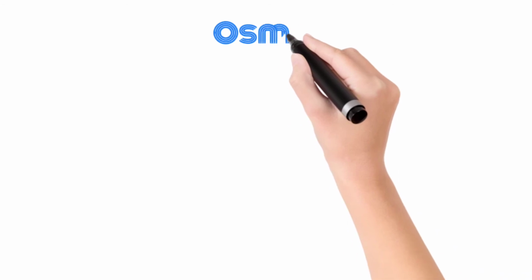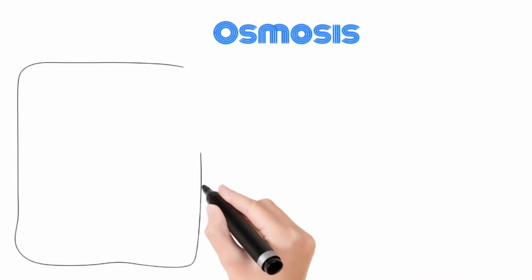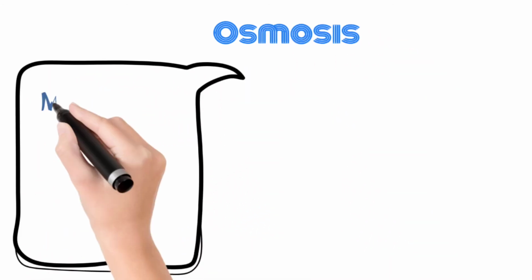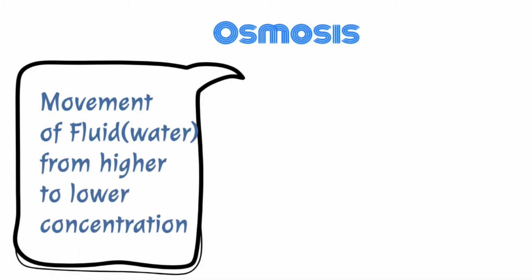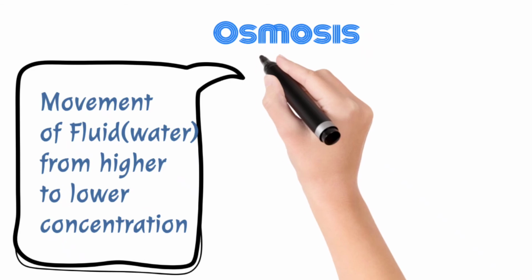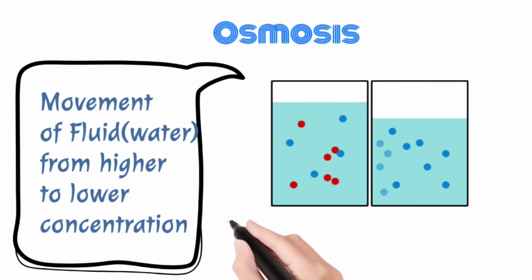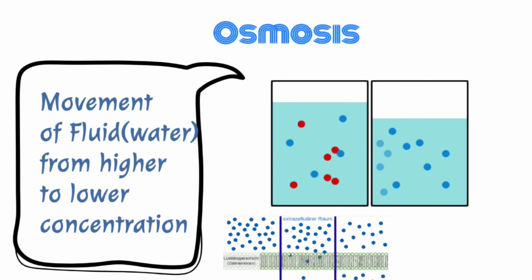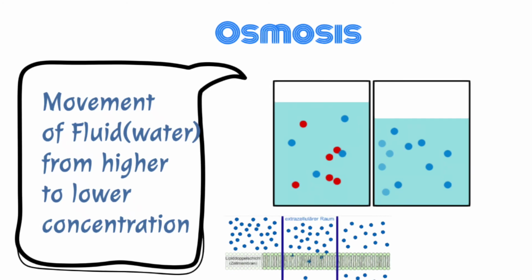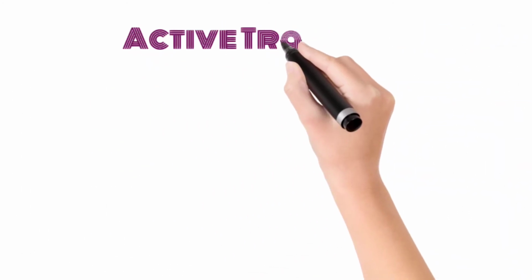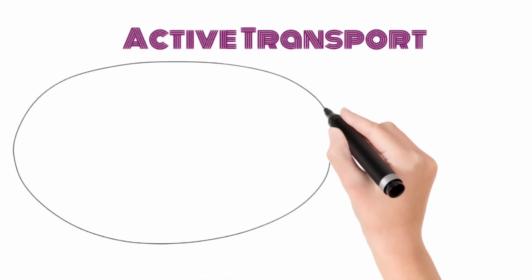Now we will discuss osmosis. What is osmosis? Movement of fluid or water molecules from the higher concentration to the lower concentration. It is the movement of water molecules. Water can move along the concentration gradient from the higher to the lower concentration. So water can move from higher to lower concentration without energy.